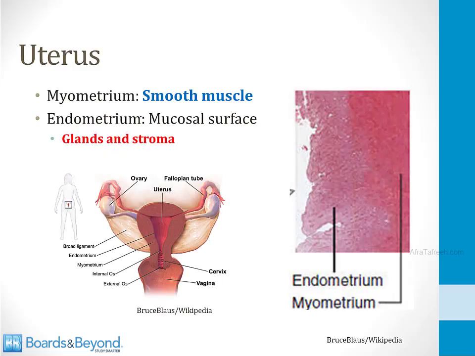Let's start by briefly discussing the structure of the uterus. The uterus has an outer layer called the serosa, and then the middle layer of the uterus is called the myometrium, and this layer consists of smooth muscle. And then the innermost layer of the uterus, the layer that lines the uterine cavity, is called the endometrium. This is the mucosal surface of the uterus. It consists of glands which can secrete mucus and also stroma, which is connective tissue of the endometrial layer.